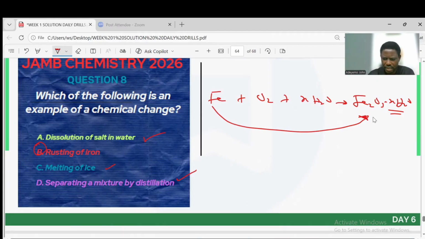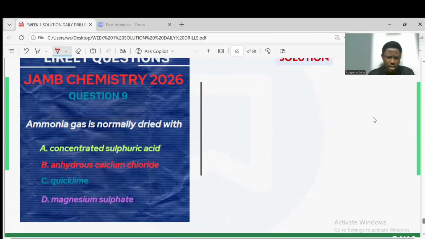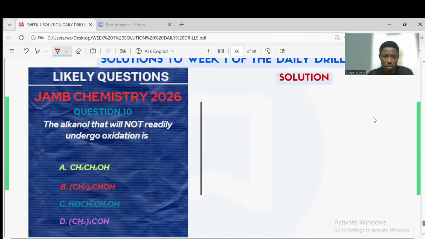All right, B, I hope you're noting all this. Ammonia gas is normally dried with quicklime. It reacts with others, like acids, usually forming ammonium sulfate and others. So quicklime, that is CaO, is the best drying agent for ammonia.